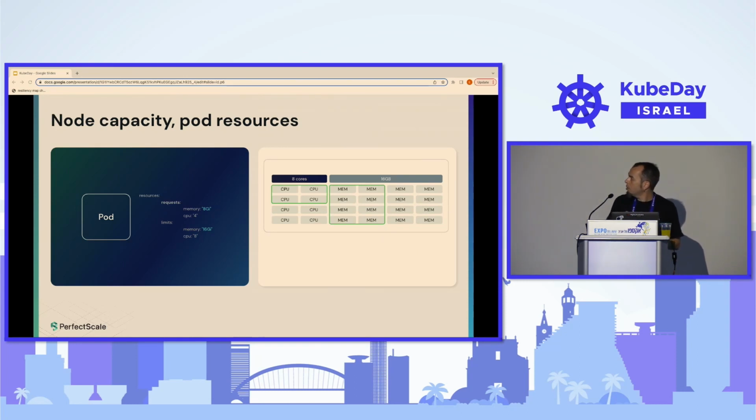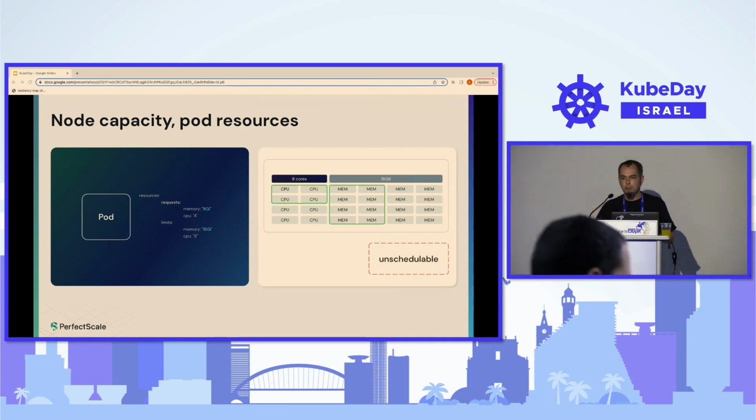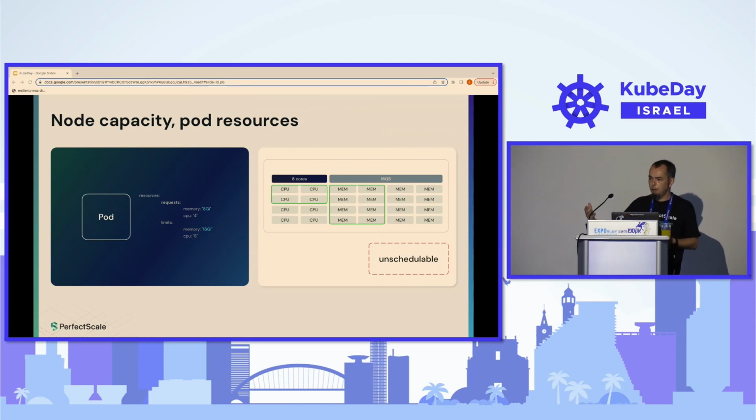When we try to schedule the next pod, for example with a request of 12 GB, it can't fit on this node. So this pod becomes unschedulable. Cluster Autoscaler, Karpenter, and Google Autopilot are all subscribed to unscheduled pods. If they see an unscheduled pod, they bring a new node to the cluster, so we can eventually schedule our pod.